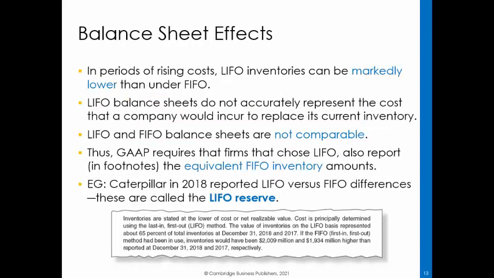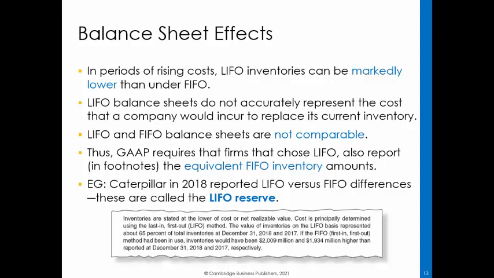In periods of rising costs, LIFO inventories are markedly lower than FIFO. As a result, balance sheets using LIFO do not accurately represent the costs that a company would incur to replace its current investment in inventories. A second issue is that financial statement users cannot compare LIFO and FIFO inventory numbers across firms, as the balance sheet and income statement numbers are not equivalent. Thus, U.S. GAAP requires that firms choosing LIFO also report in their footnotes the equivalent FIFO inventory amounts.